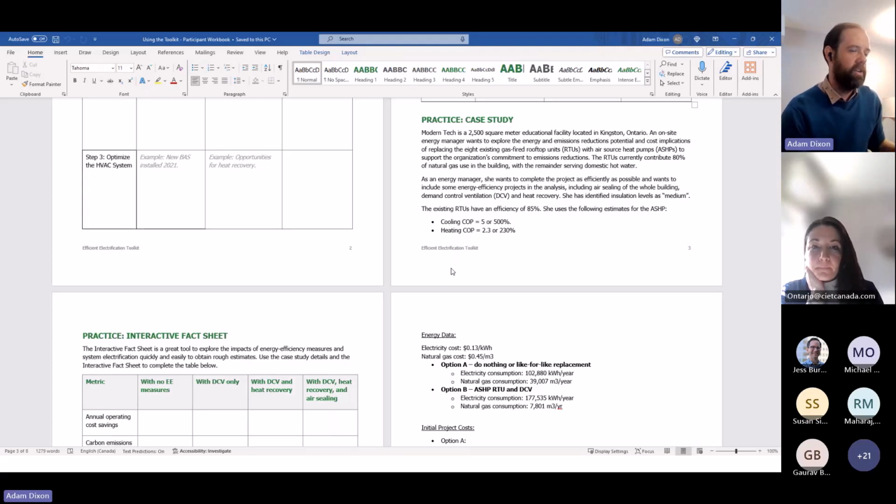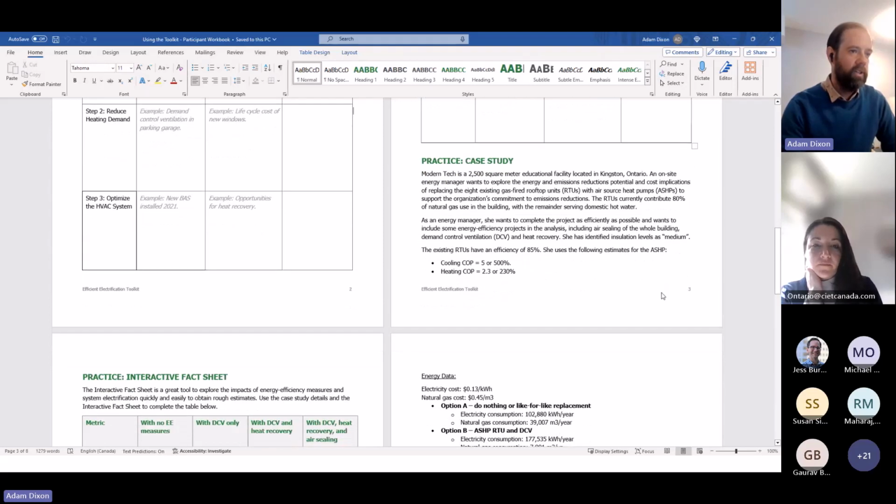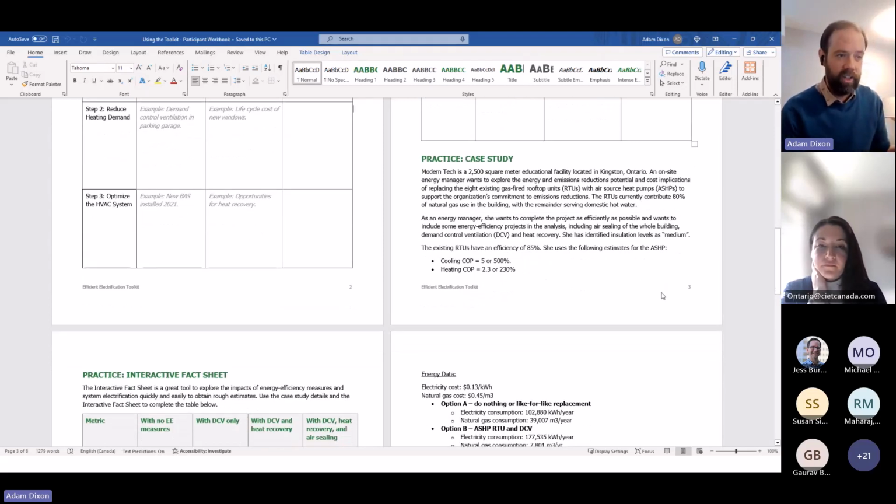As an energy manager, she wants to complete the project as efficiently as possible and wants to include some energy efficiency projects in the analysis, including air sealing, whole building demand control ventilation, and heat recovery. These are the measures to maximize the efficiency of your building, which would fall under step 1, reduce the heating demand, but steps 2 and 3 here are doing these energy efficiency measures. She has identified the current insulation levels in the building as medium. So you can see that's a very high level. We're not getting into actual R values of the walls at this point yet.